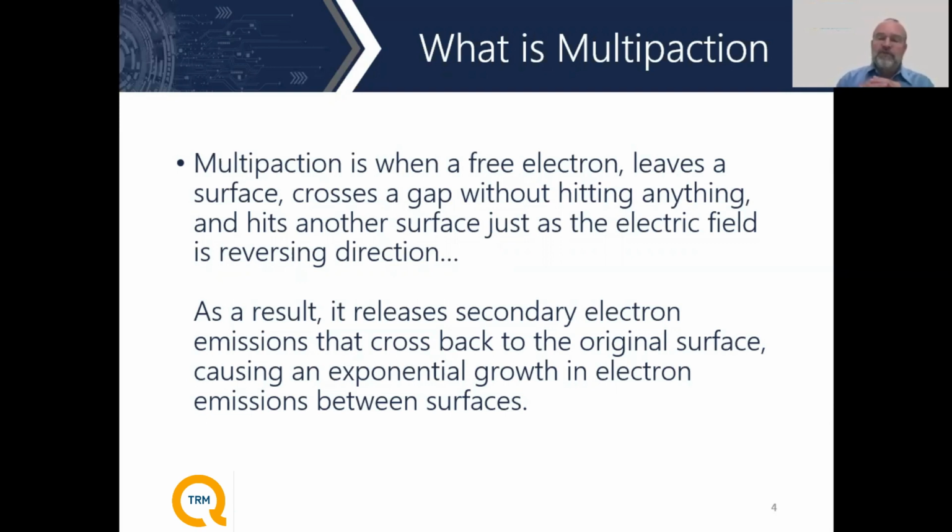So it is a resonant condition where free electrons are, due to the electric field that is available, accelerated across the gap. They do not collide with anything, so it is a clear travel of electron from one electrode to another. When it arrives, the field reverses. The electron's impact on the secondary plate releases more electrons, and then they get forced back the other way. So it becomes this resonant condition of these electrons going back and forth between two plates.